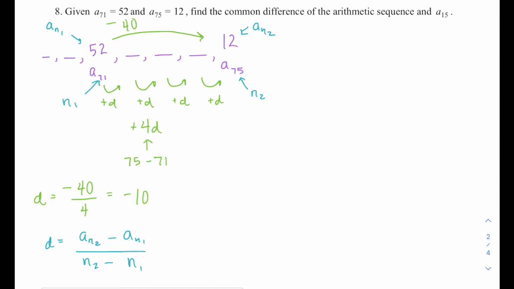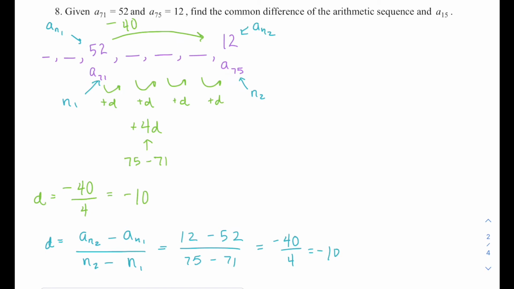The idea comes from the fact that we're jumping this amount this many times, but if you are more of a formula person, the way you do it for all of these looks like this. Notice the order is very important. If you do it in the wrong order, you will get the wrong sign on your difference. And notice, these go together, these go together. They have to be paired up like that. Just evaluate it out. You get negative 40 over 4, which is negative 10. So now we have our common difference.